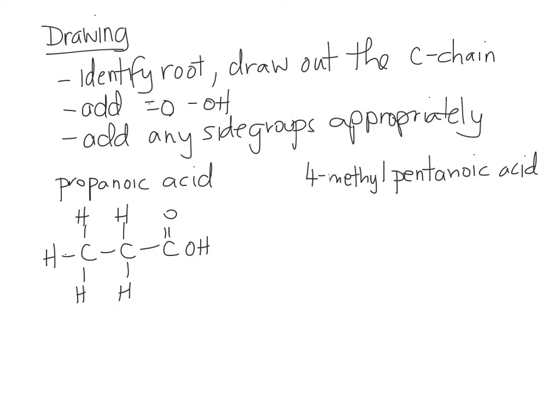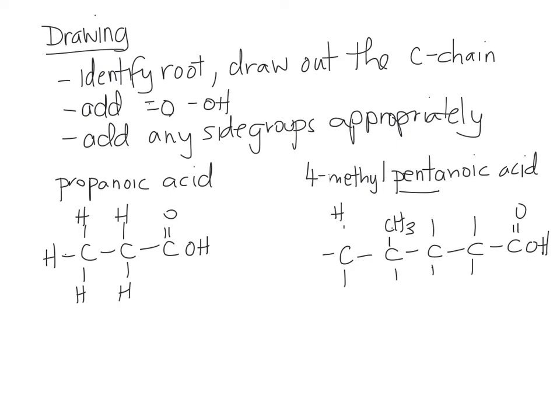Next structure, 4-methyl pentanoic acid. So we've got a side group on carbon number 4, and our root is pent, so 5 carbons long. Our 5th carbon, or our first carbon, is our carboxyl group, and then count away from there. So 1, 2, 3, 4. There's our methyl group. Put in enough bonds so each has 4, and then place your hydrogens. So there's 4-methyl pentanoic acid.